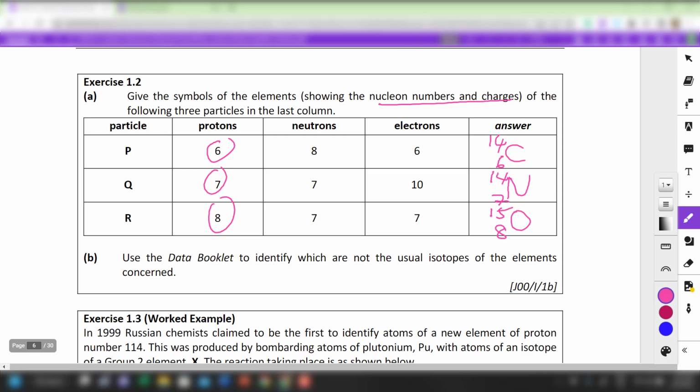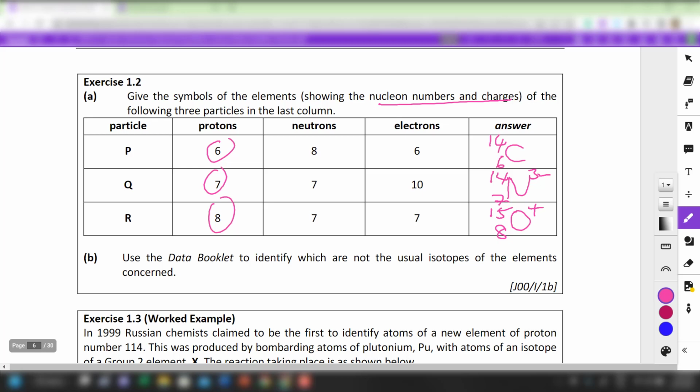Then the number of electrons for P is the same as the number of protons, so the species is neutral, so we'll just leave it as it is. For Q, the number of electrons is 10. That is 3 more than the number of protons, so you will have a total charge of 3 minus. Then for R, the number of electrons is 7, so 1 short of 8, so the charge will be plus 1. We'll just write it as plus. Normally for plus 1 and minus 1, we don't write the 1.